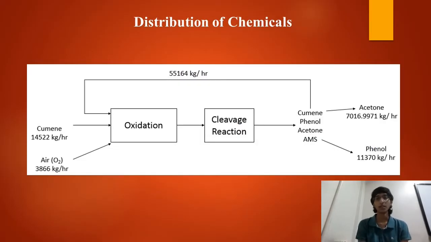The distribution of chemicals was performed to match the flow rates of the sources and sinks. It is targeted to produce about 90 million kg of phenol yearly.